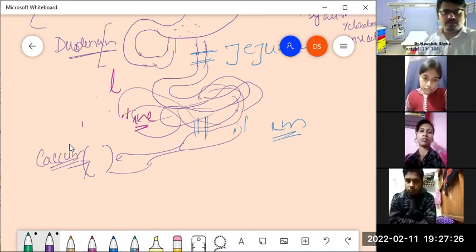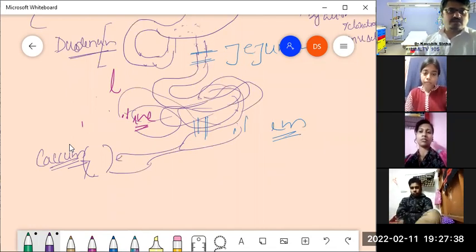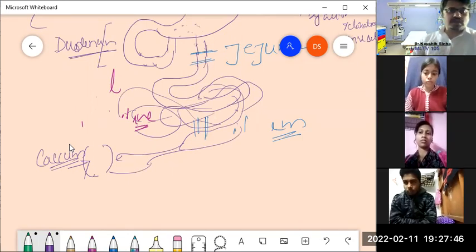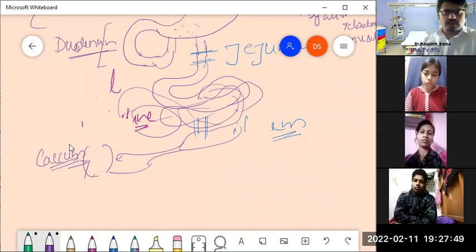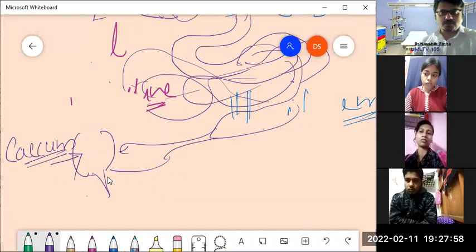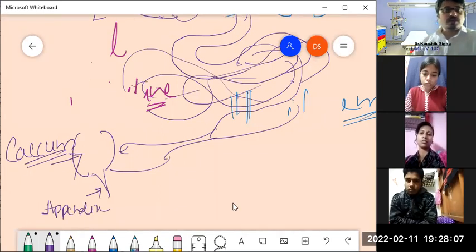C-A-E-C-U-M, cecum. And you might have heard a word called appendix. You might know people who have suffered from appendicitis, the kind of immense pain when you took them to the physician, who said there might be an appendicitis and that needs to be operated on. The location of the appendix is at the base of the cecum. This small projection downward is known as appendix, or to be more specific and precise, vermiform appendix.